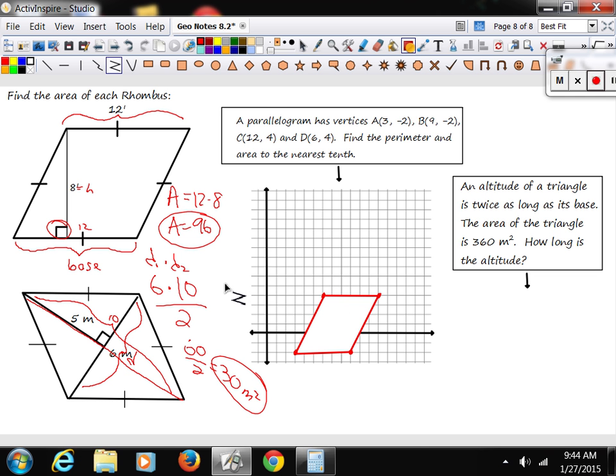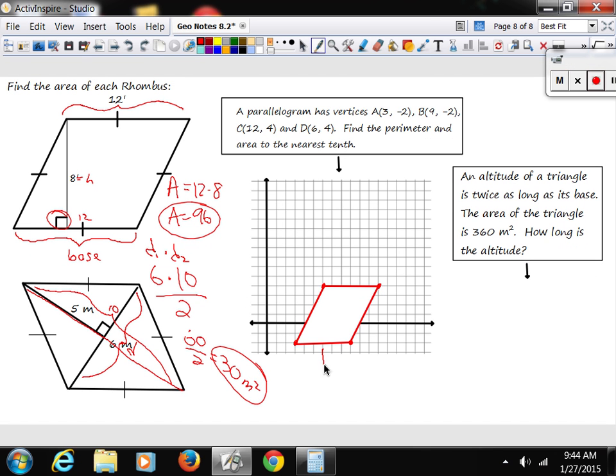Okay, so let's first find the area of that. Area of that would be base times whatever the height is right here. Base times height. Do I know the base? My base is 6. My height is, count them, 1, 2, 3, 4, 5, 6. Base is 6, height is 6. What's my area? 6 times 6, which is 36 square units.